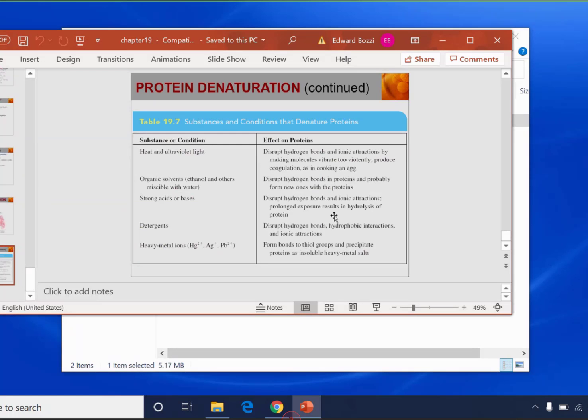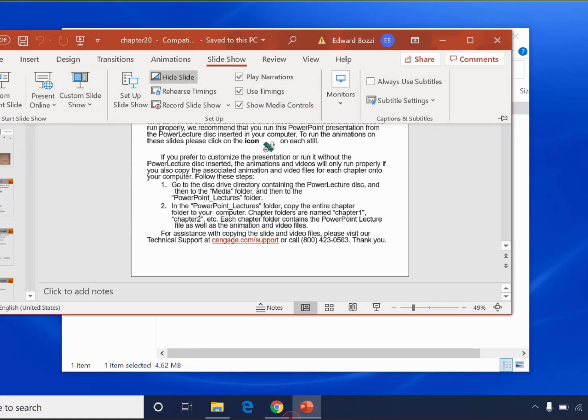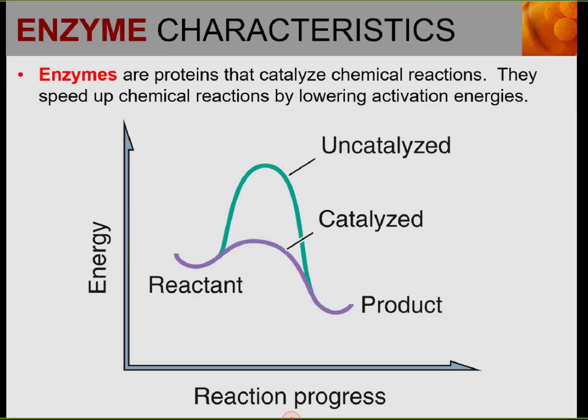So that's the end of chapter 19. So give me a minute, and I'm going to then hopefully get up the next chapter, chapter 20. Okay, so hopefully everybody now can see chapter 20. If you can't, let me know. But hopefully everybody sees the picture for chapter 20, enzymes. So the way I teach this chapter, I do skip over some parts of it. So we're going to do that.